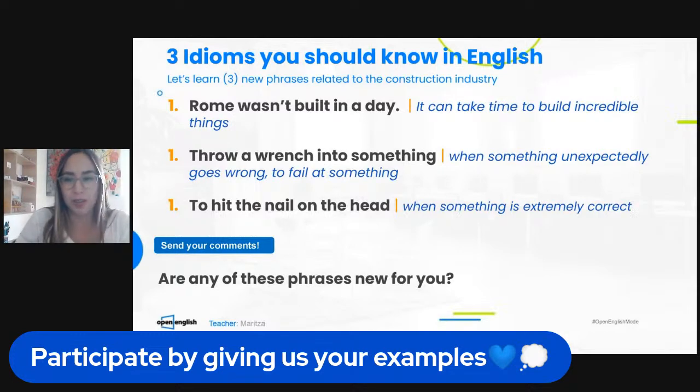Let me know. So just a reminder, it's important not to try and translate idioms literally, as they all have their own individual unique definition.